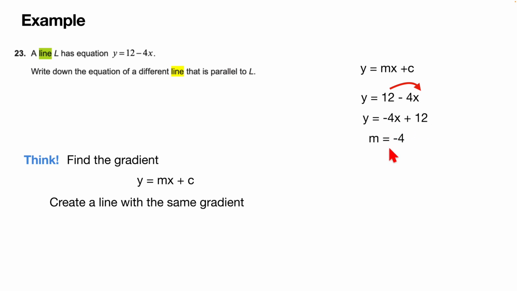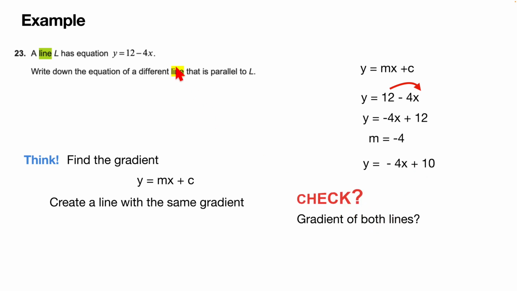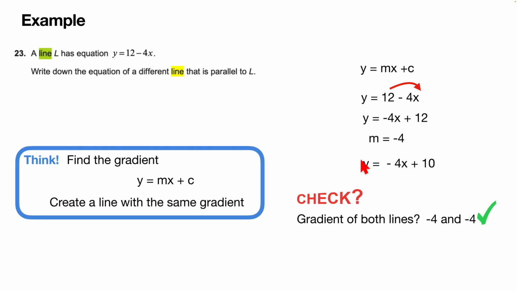M is equal to minus 4, so I can produce any old line with a different c. Y equals minus 4x plus 10, plus 5, plus 100. Anything. And I check it. Quickly check the gradients of both lines. I can see from here that the gradient is minus 4. I can see from here the gradient is minus 4. So they are parallel. We think, we do, we check.